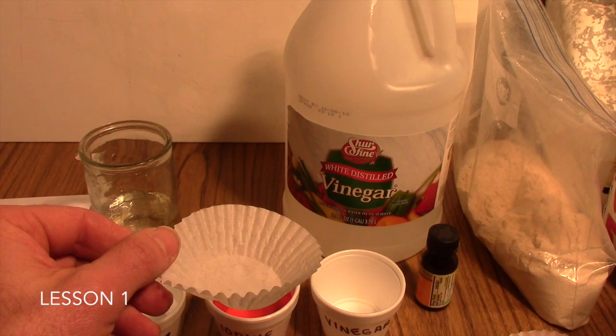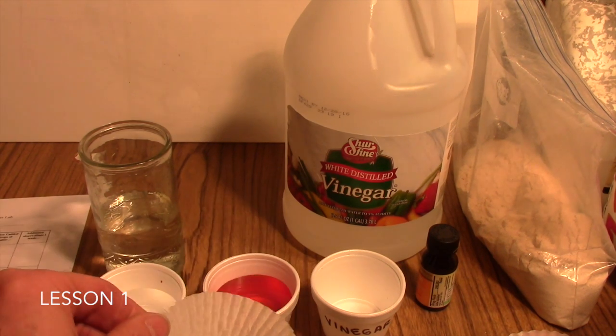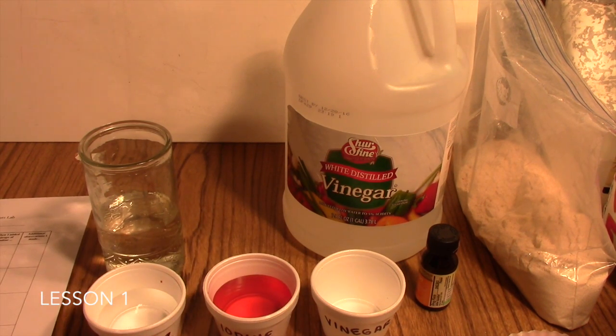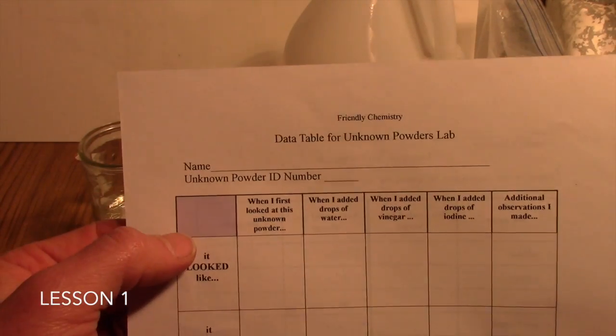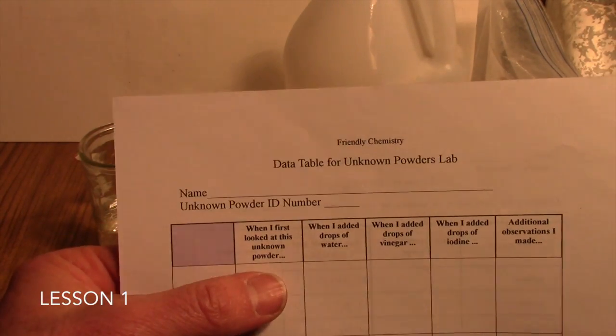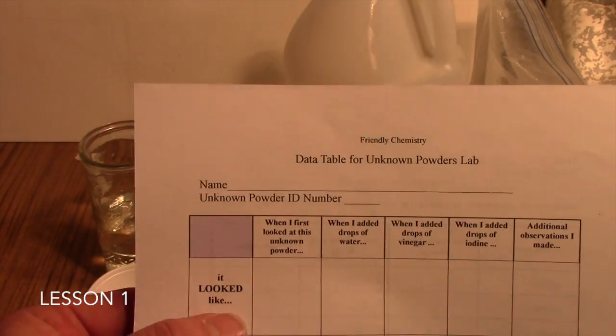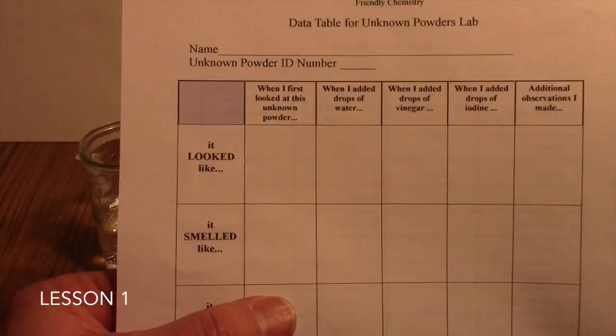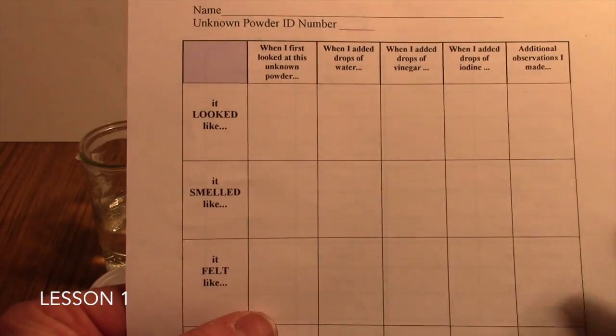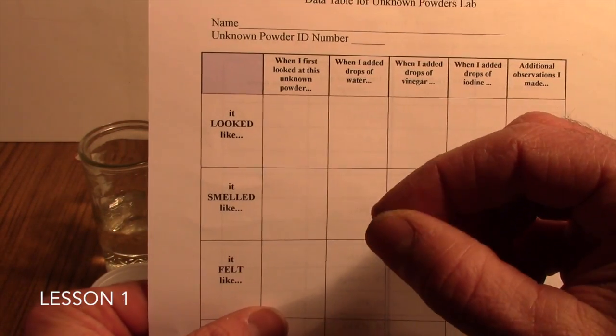So now that your student has their sample in their cupcake liner, they can go to their data sheet and just follow the data sheet. It says, when I first got my powder, it looked like. So that's where they make their visual observation. Then they sniff it. They can put a little between their fingers and see what it feels like.